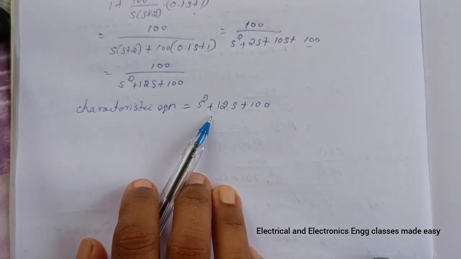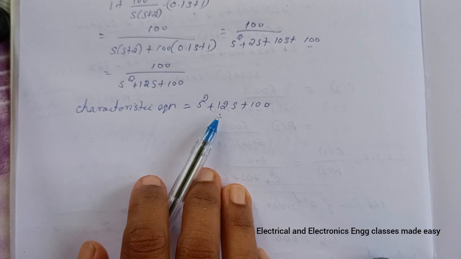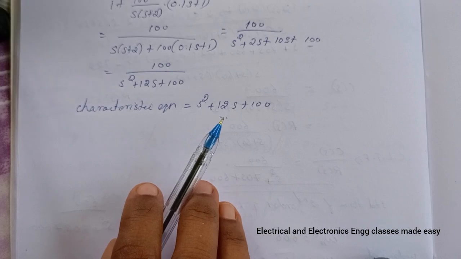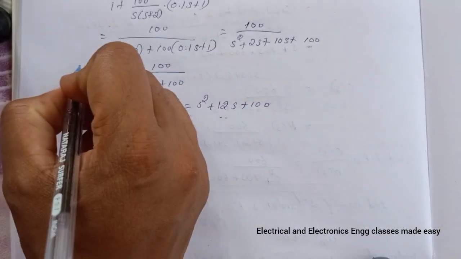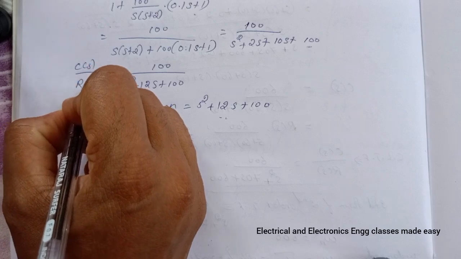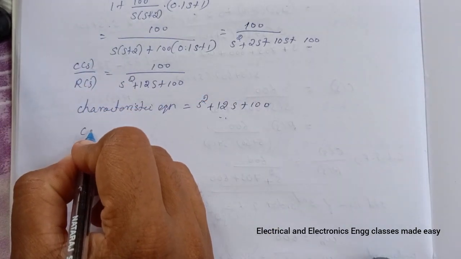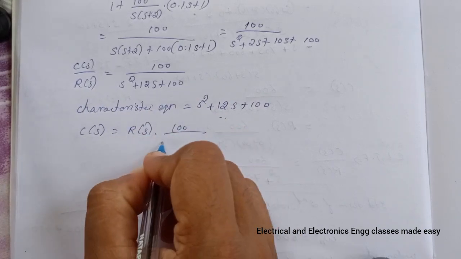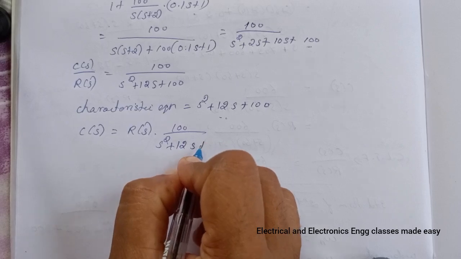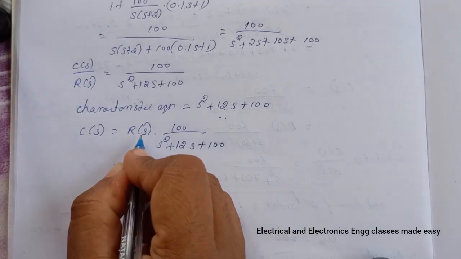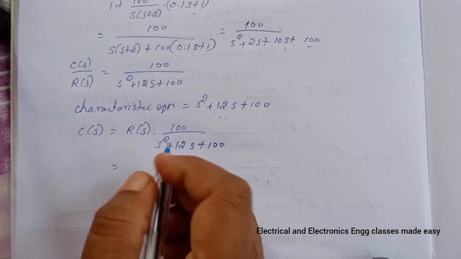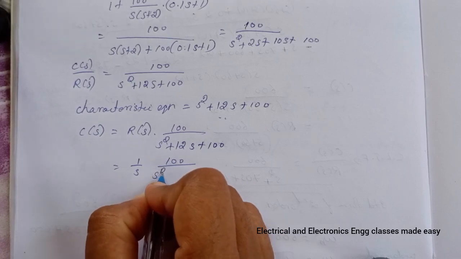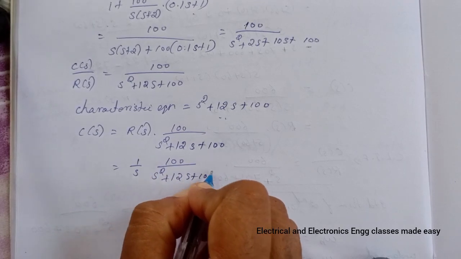We have to find the roots of this characteristic equation, and here we cannot factorize, so we have to go for partial fraction expansion. That is, this is C(s)/R(s). Now we have to find C(s), which is equal to R(s) into 100 divided by s square plus 12s plus 100. It is given that the input is a unit step, so R(s) is equal to 1 by s, and C(s) is 1 by s into 100 divided by s square plus 12s plus 100.